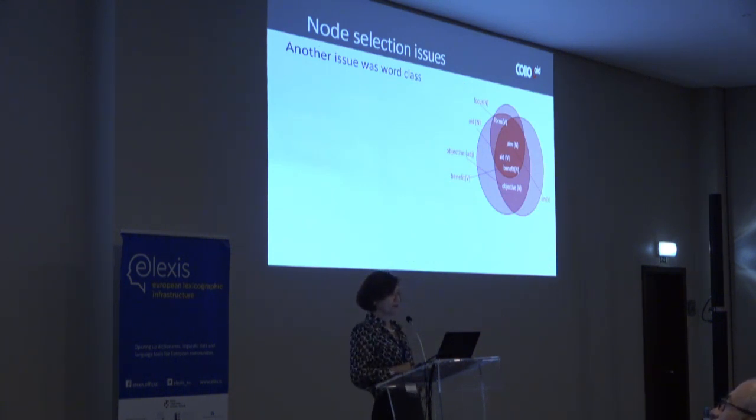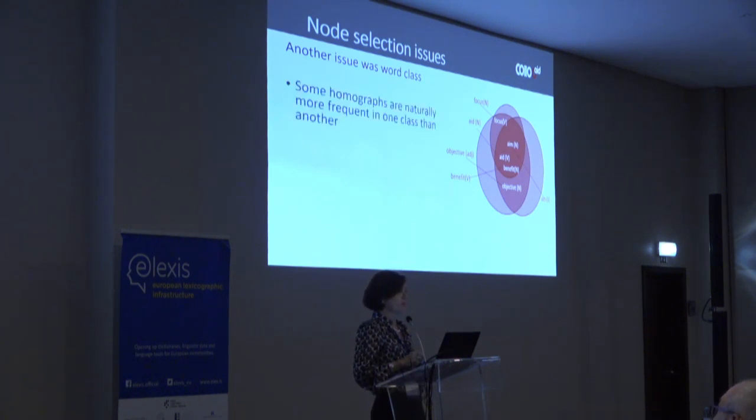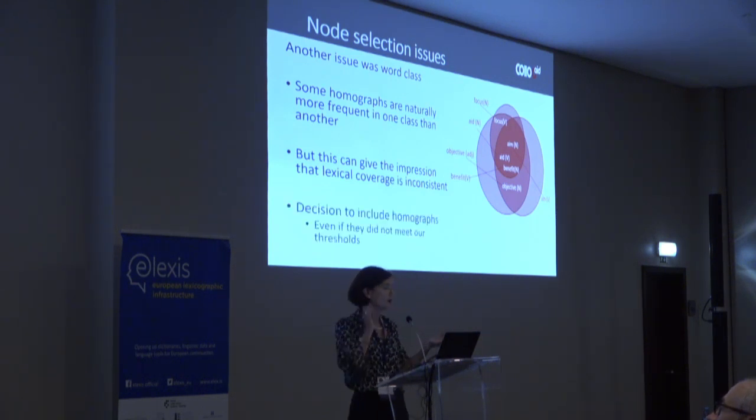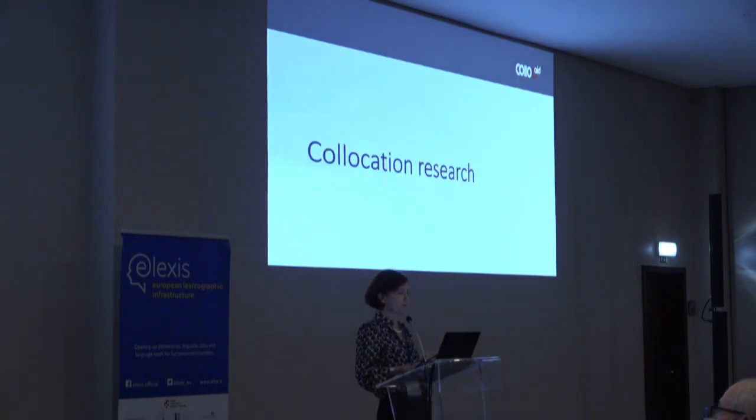And if you look at this table here, you can see some homographs are naturally more frequent than others, so some make the word list and others don't. But this can give the impression that lexical coverage is inconsistent to the user. So to gain more face validity, we decided to include homographs even if they did not meet our thresholds.